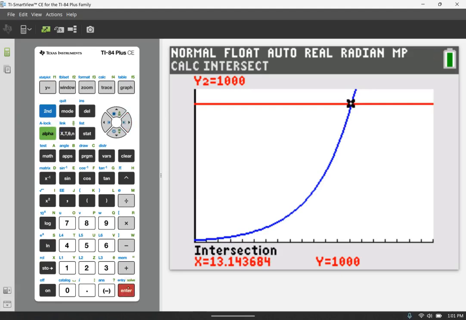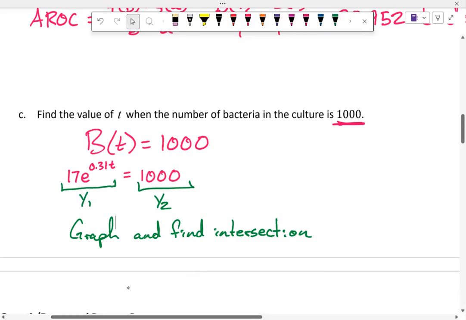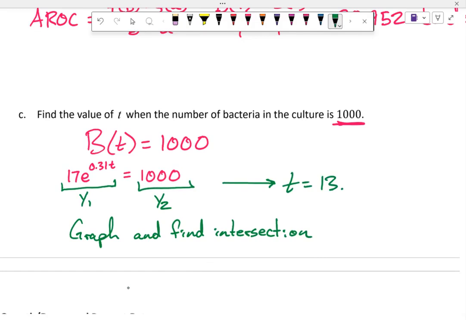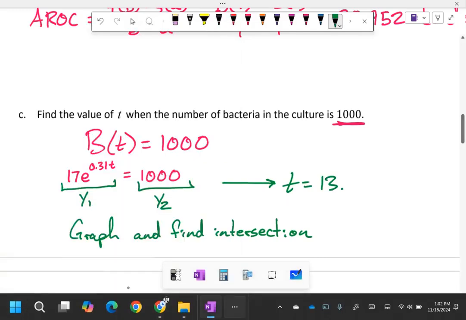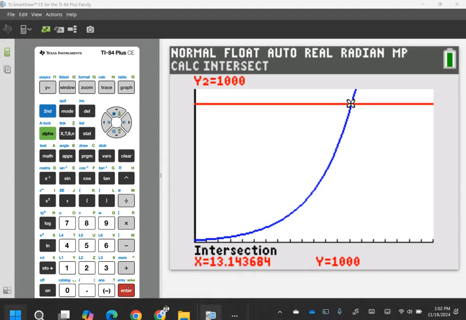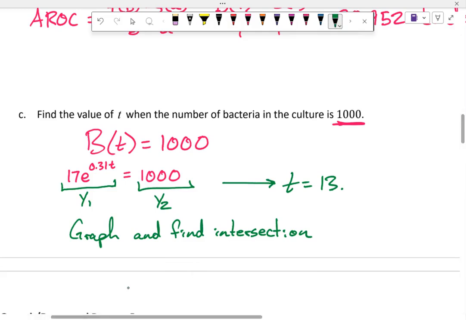My Y value is 1,000, that should be correct. So how long does it take to have 1,000 bacteria? About 13 hours, right? A little bit more than 13 hours, 13.143 hours. Remember, 3 decimal places is what I want. So let's go ahead and put that in. So we should have T equals 13 point, whatever it was, 144? 144 hours.